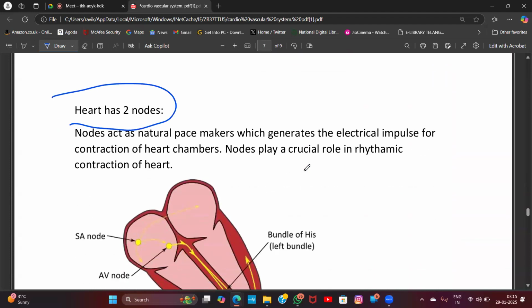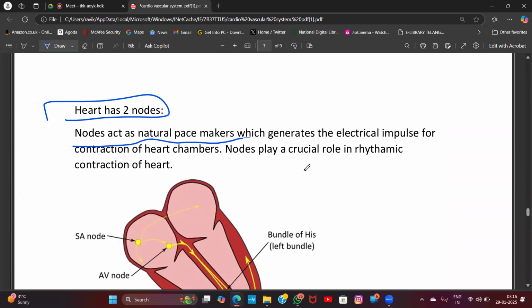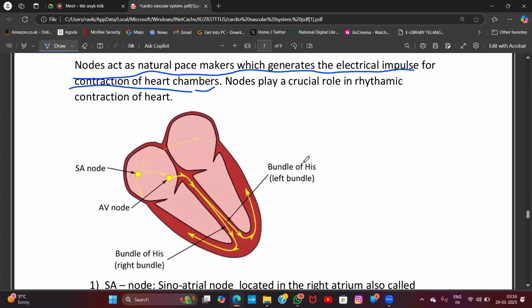In today's class, the heart has two nodes. The nodes act as a natural pacemaker which generates the electrical impulses for the contraction of the heart chambers. Those nodes play a crucial role in rhythmic contraction and relaxation.